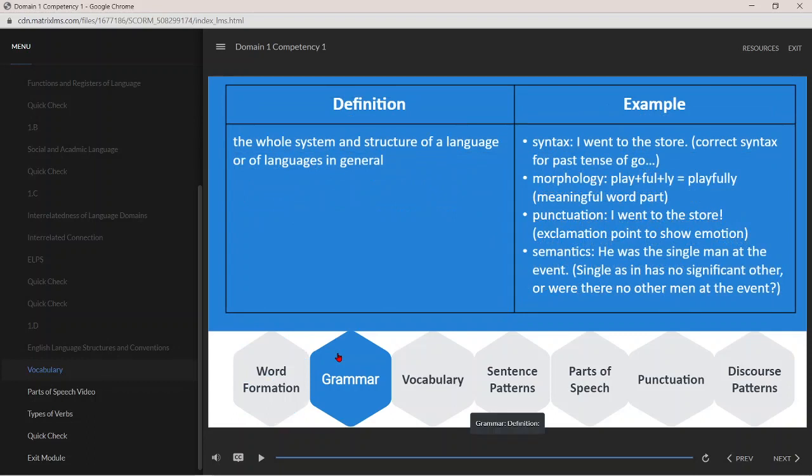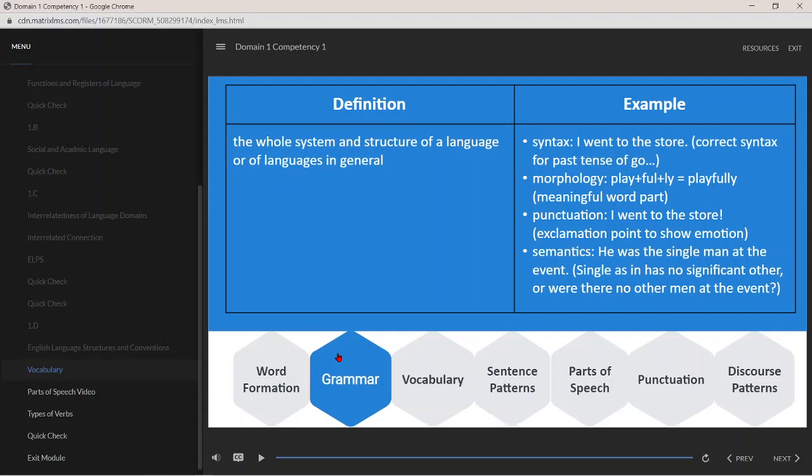Grammar. Definition: the whole system and structure of a language or of languages in general. Examples include syntax, as in the sentence, I went to the store. This is the correct syntax for the past tense of go. Morphology, like the word playfully. It's the meaningful parts of words. Playfully has three morphemes.